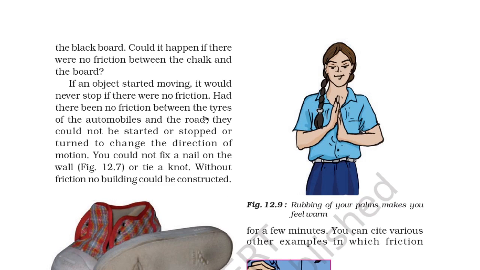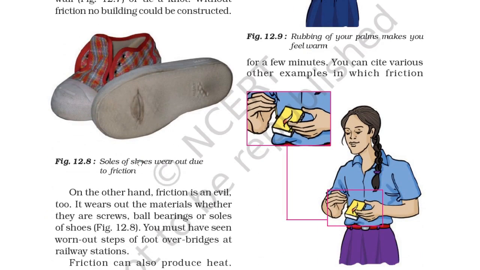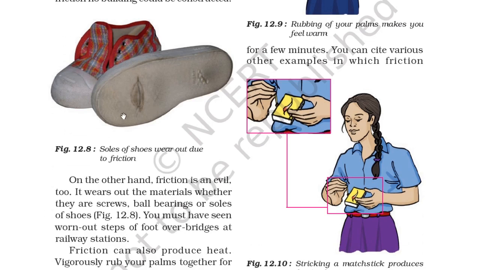Had there been no friction between the tires of the automobile and the road, they could not be started or stopped or turned to change the direction of motion. You could not fix a nail on the wall or tie a knot. Without friction, no building could be constructed. So you can see soles of shoes wear out due to friction.